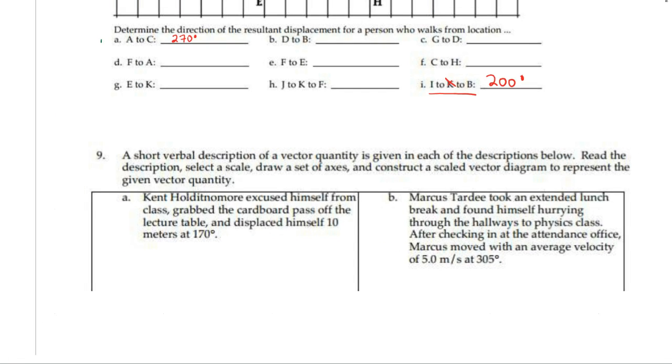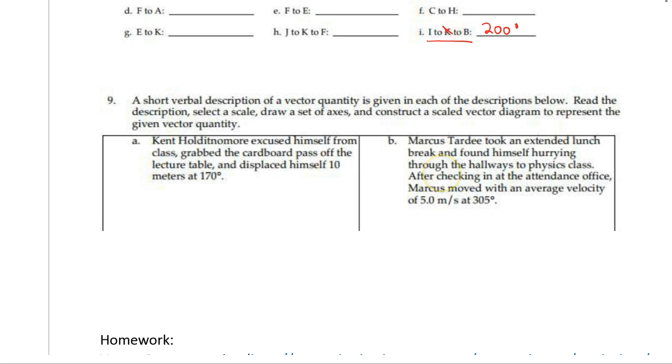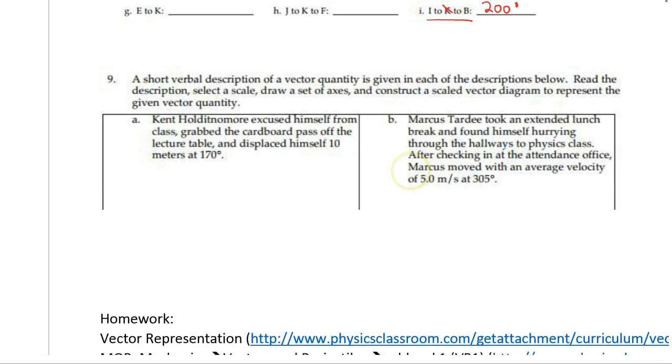Question number 9 says, a short verbal description of a vector quantity is given in each of the descriptions below. Read the description, select a scale, draw a set of axes, and construct a scaled vector diagram to represent. Okay, I will do A, and you guys can do B. Actually, I'll do A, and I think there's more in the thing. Kent could hold it no more, excused himself from class, grabbed the cardboard pass off the lecture table, and displaced himself 10 meters at 170 degrees.